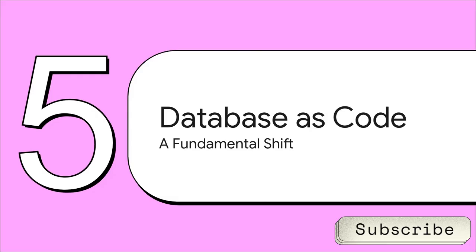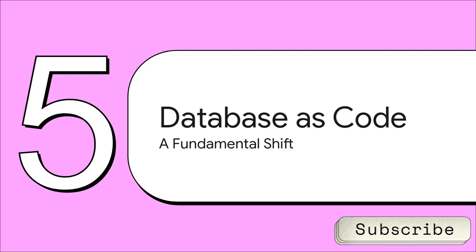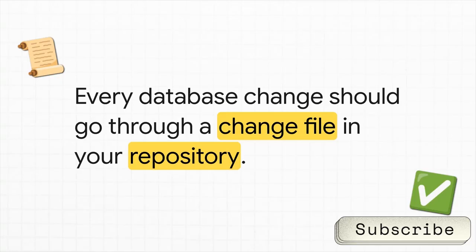So, what does all of this add up to? Well, it's a fundamental shift in how we think about our database. We're moving towards a philosophy called database as code. And this leads us to the golden rule, the core principle. Every single change to the database, no matter how tiny, has to be defined in a script, checked into source control, and deployed through an automated process. No more manual changes.